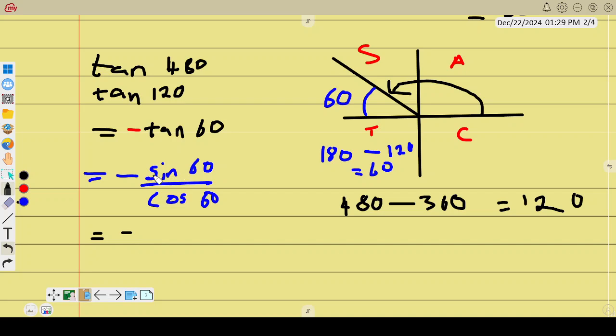What is sine 60? Sine 60, you should be able to say it's root 3 over 2 when you use the hand. This is divided by cos 60. For cos 60, we have the numbers which are above 60, it's only 1 over 2. So root 1, it's 1. So please revise.